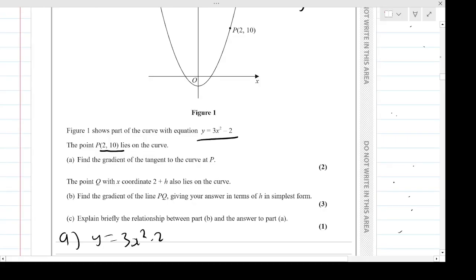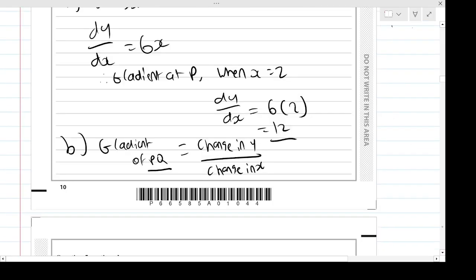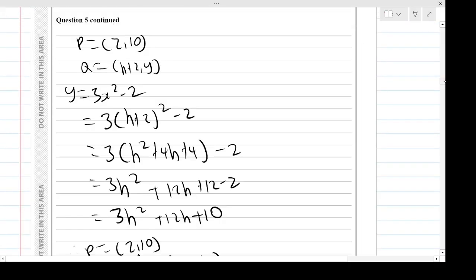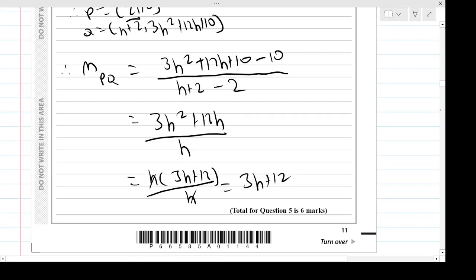There we are. Cool, then part C says explain briefly the relationship between part B and the answer to part A. So as I remind you, part A, the gradient was 12. So the gradient of the tangent at P was 12. Part B, we have 3h add 12. It says to explain the connection between these two answers.